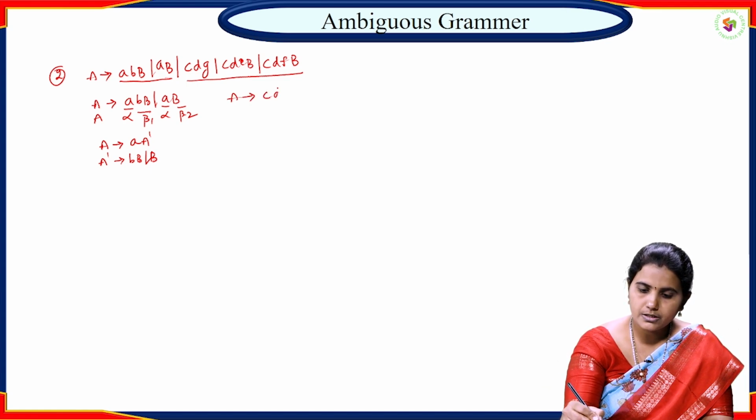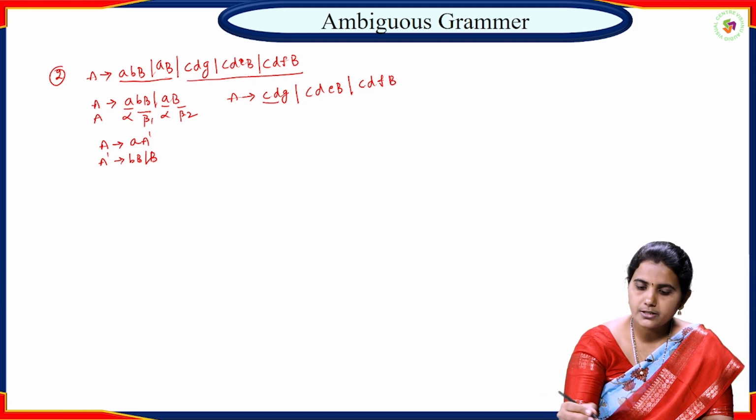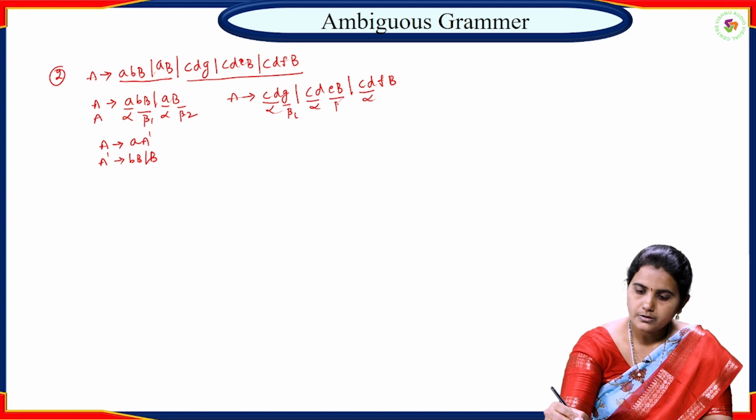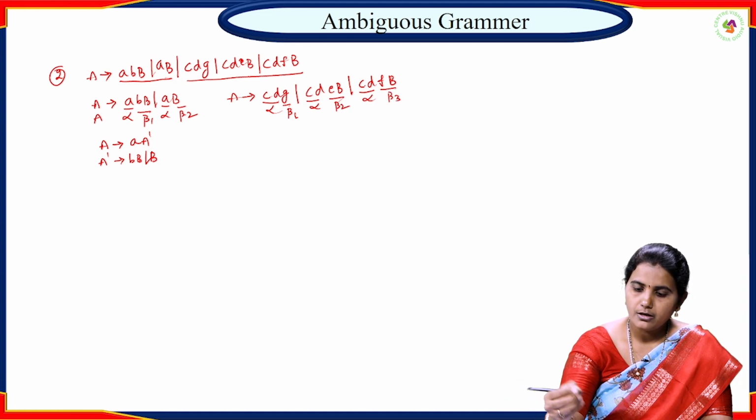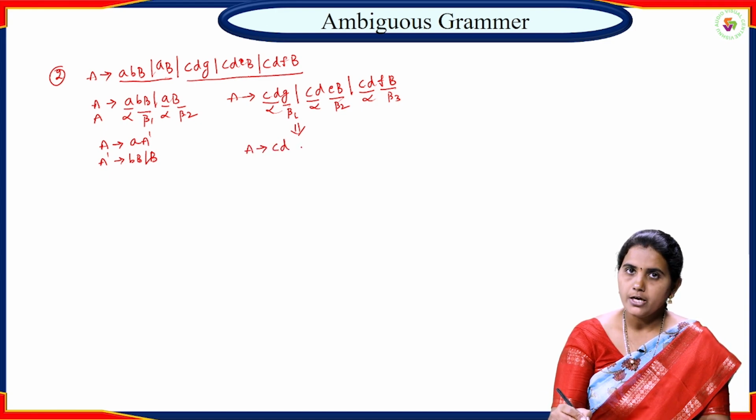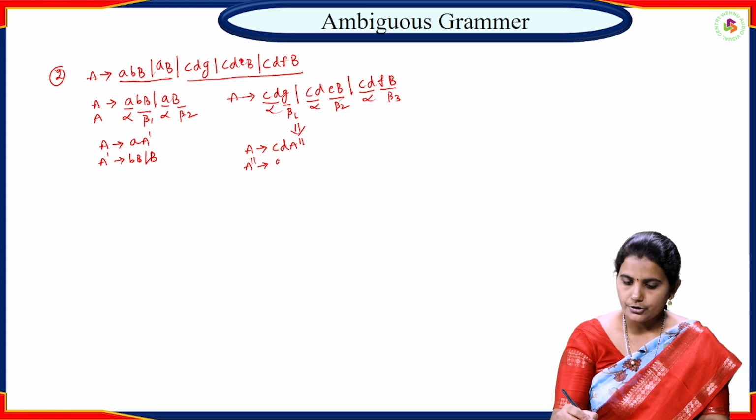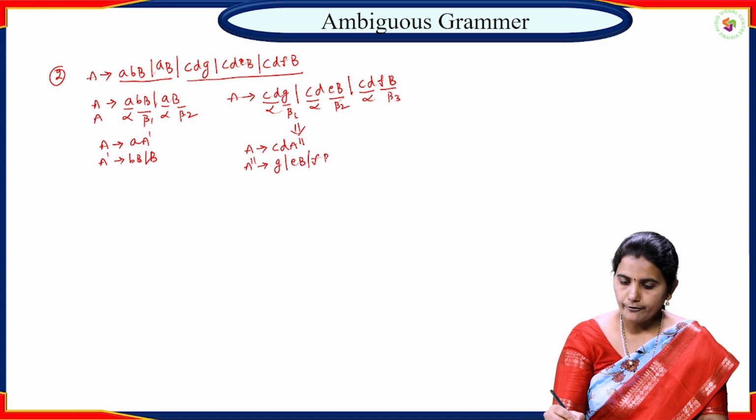Let us take the next one. A implies CDG or CDEB or CDFB. Now observe the right hand side productions. CD and CD are the same. This is considered as alpha, alpha, alpha, followed by beta 1, this is beta 2, this is beta 3. Now the new productions are A implies alpha, CD followed by the newly introduced symbol A dash, which is already completed. Now you are going to take A double dash. A double dash implies beta 1, G, beta 2, EB, beta 3, FB.